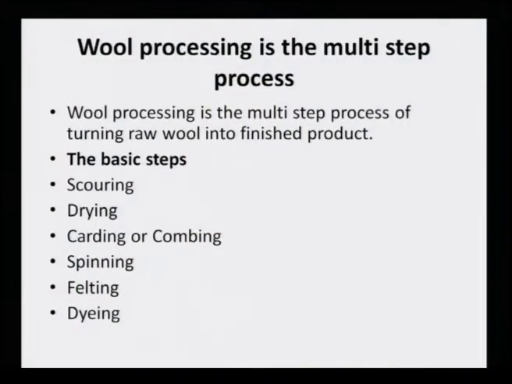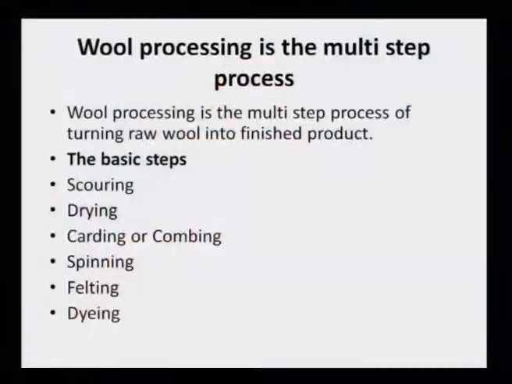Wool processing is a multi-step process. So, even before it can be taken for dyeing, what are the various processes or pre-treatments that the wool must go through to get to the finished product? Wool processing is the multi-step process of turning raw wool into finished product, and the basic steps involved are scouring, drying, carding or combing, spinning, felting, and then comes the final step of dyeing.